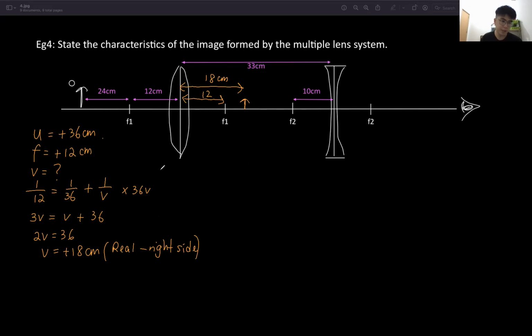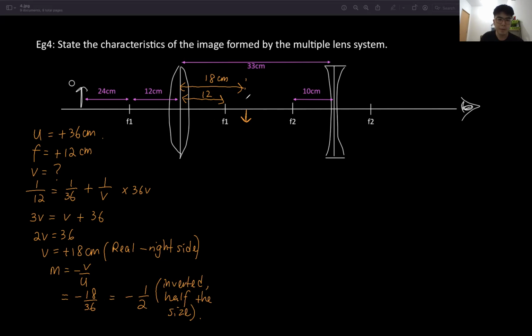So we find the magnification. M equals minus V over U, minus 18 over 36, we get minus 1 over 2. So we know that it is inverted and also half the size. Let me change this. This should be inverted and roughly half the size, so make it smaller, something like this. Now we get the first image.